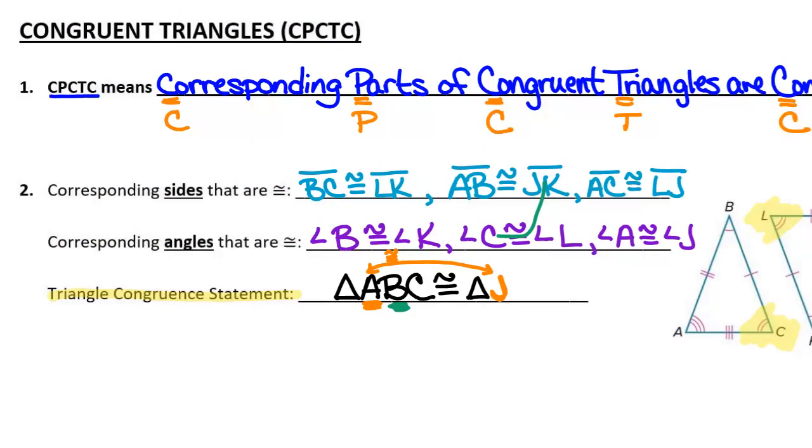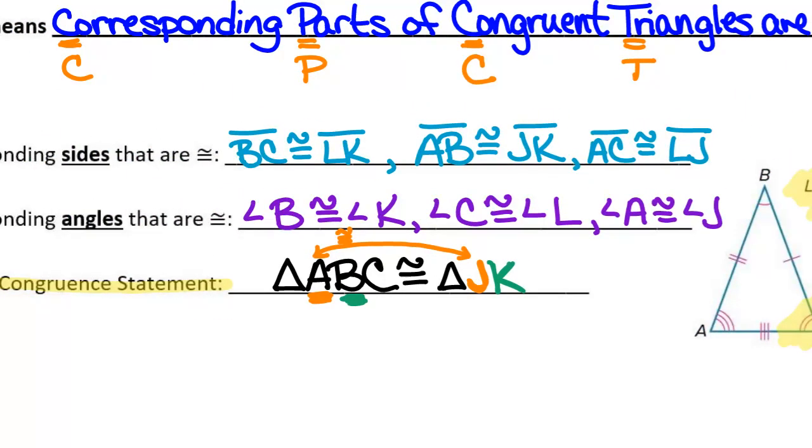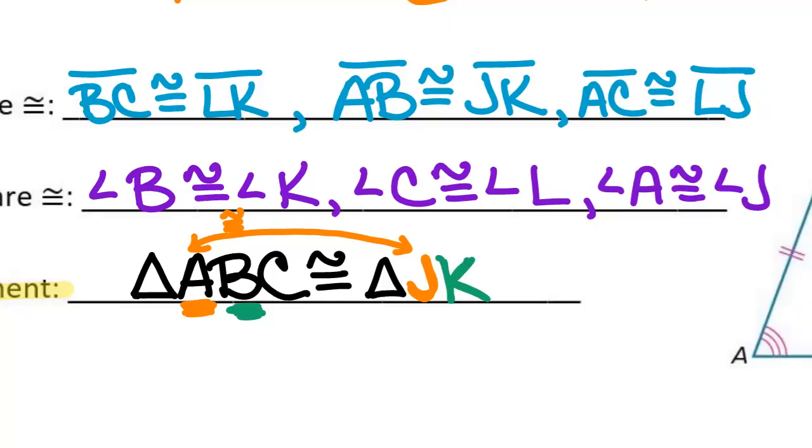And so it would have to be K, because B and K are congruent there. Yes. So J, K, and then what's congruent to C? L.